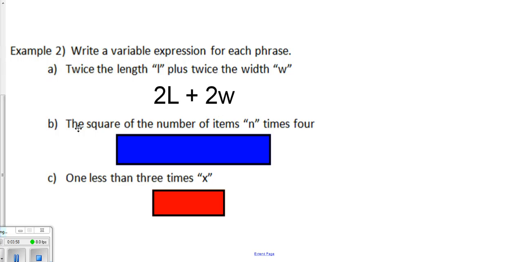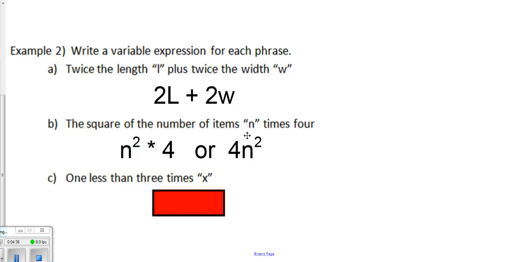Let's look at example B. The square of the number of items n times 4. Now if we had a certain number of items, and we called it n, so let's say n was like 4. There are 4 items. To square that, it would be 4 squared. Then at the end, it would be times 4. So it would be 4 times 4 squared. Now, if our number of items was a number different than 4, let's say it was like 3, then it would be 4 times 3 squared. Because we square the number of items, and then we multiply it by 4.